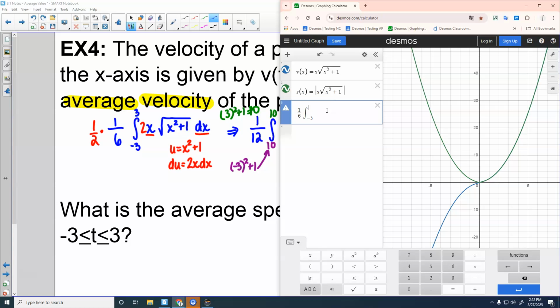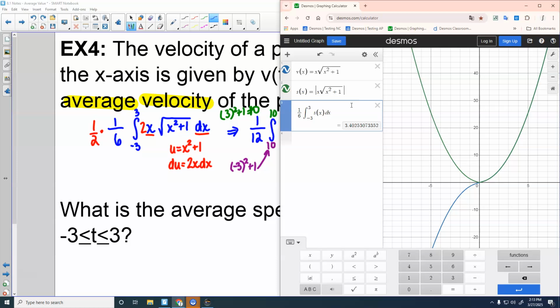that was v. -3 to 3 of the absolute value of v(x) dx, then it will give me a positive number, which seems much more reasonable for this situation. So if it is calculator active, absolute value bars are excellent to use.